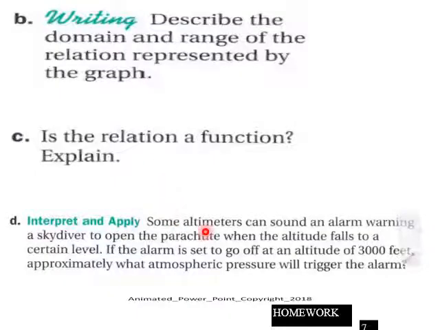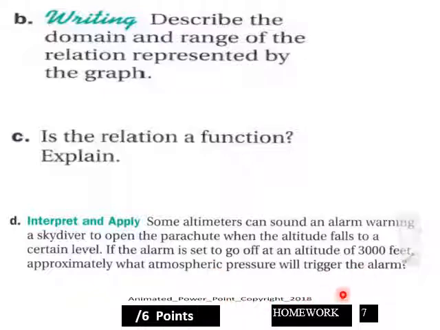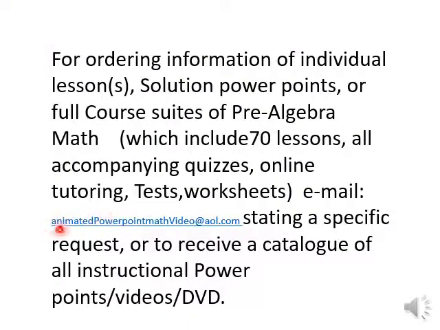And then page 7 here, you got writing. Describe the domain and range of the relation represented by the graph from the previous. And then part C is the relation a function. Explain. And then part D here, some altimeters can sound an alarm. So what atmospheric pressure will trigger the alarm? And you got 6 points here on page 7. That's your homework lesson for today.